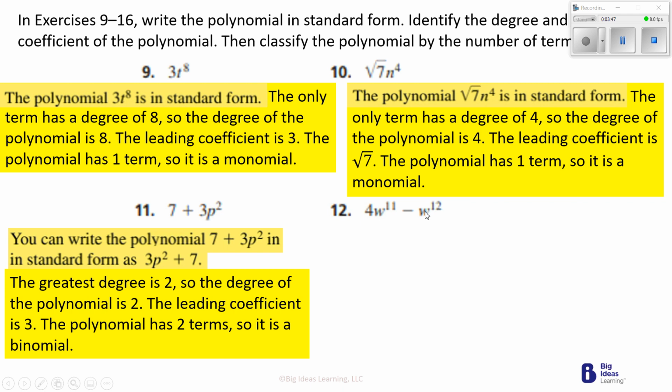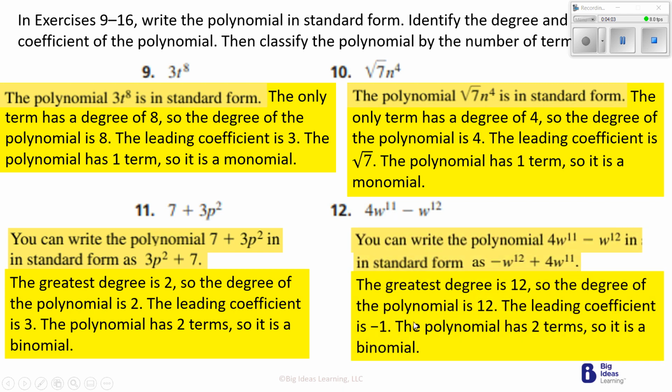Once again, we're looking at a binomial here with 2 terms. The 12th degree is bigger than 11, so we would put negative w to the 12th power plus 4w to the 11th for the standard form. Let's see, they're asking for degrees. We're going to have to add these 2 together, right? So let's see, in standard form, the negative w to the 12th power comes in front of positive 4w to the 11th, right?